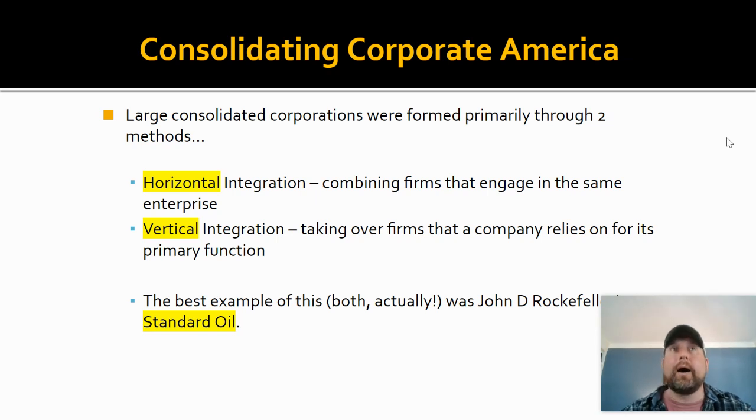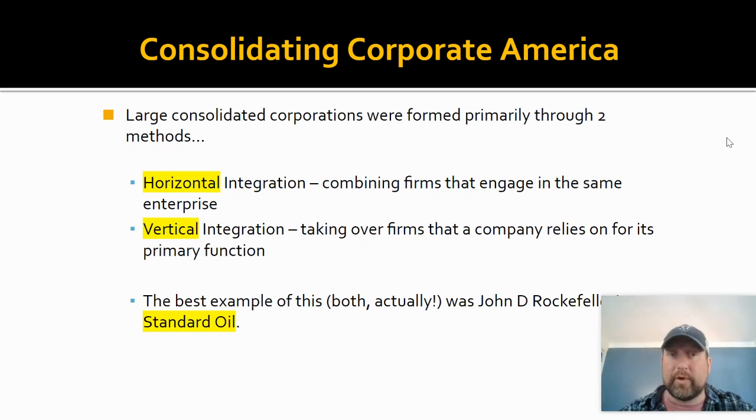So that would be to say that if an oil firm needs to move its oil to sell its oil, then it would buy railroad companies, okay? So that they no longer have to negotiate or work with railways to move their own product. They move their own product on their own railways.